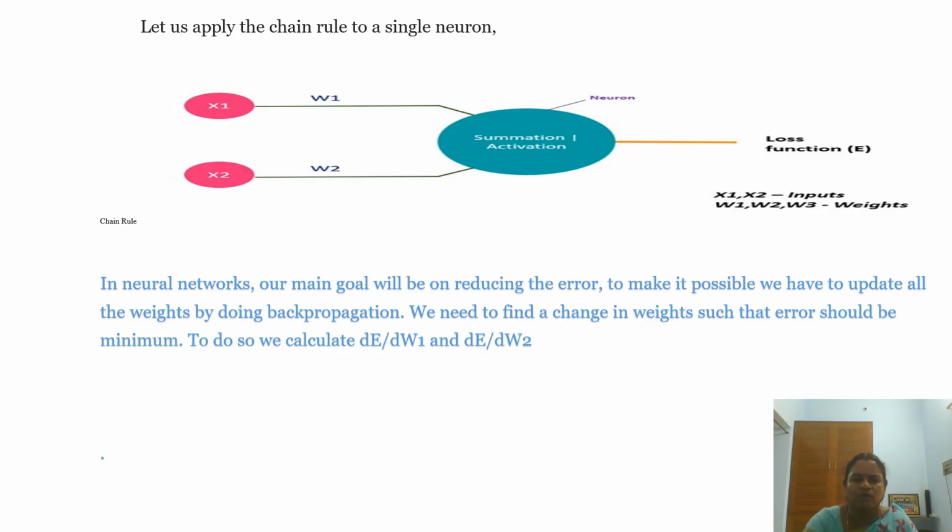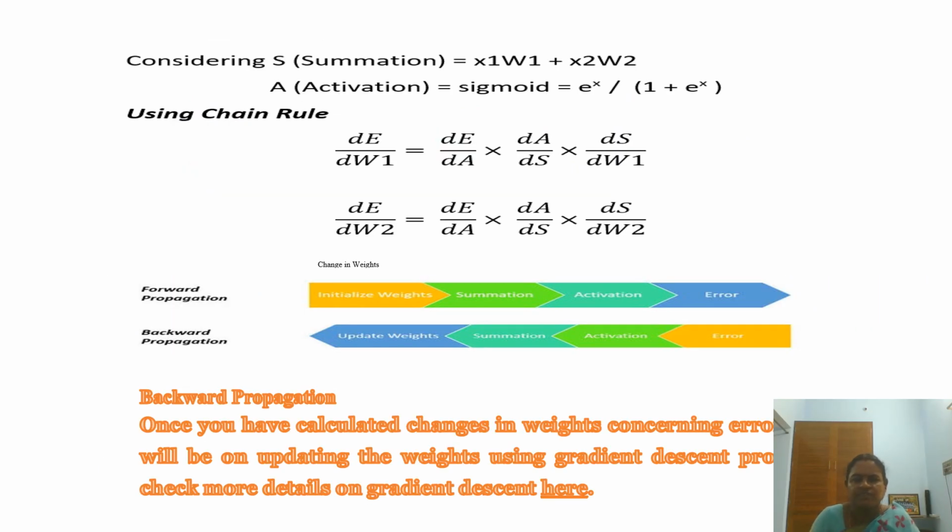The ultimate goal of your neural network will be to reduce the error. In order to make it possible to update all the weights through back propagation, we need to find a change in the weight such that the error should be minimum. So in order to do that, we calculate dE by dW1 and dE by dW2. Considering the summation function S, which is equal to x1 w1 plus x2 w2, and the activation function, that is your sigmoid function, using the formula e power x by 1 plus e power x.